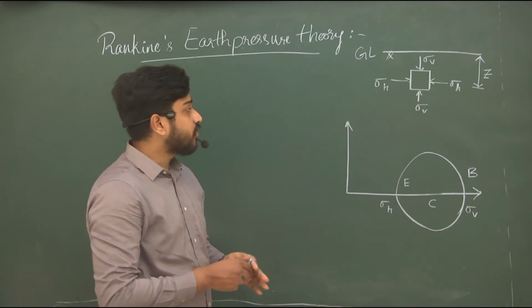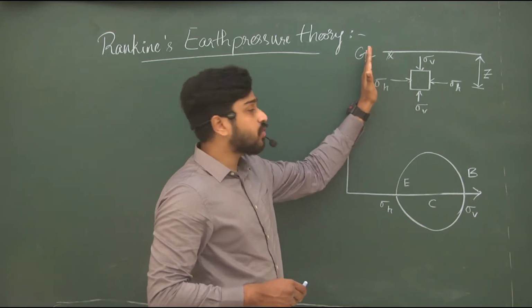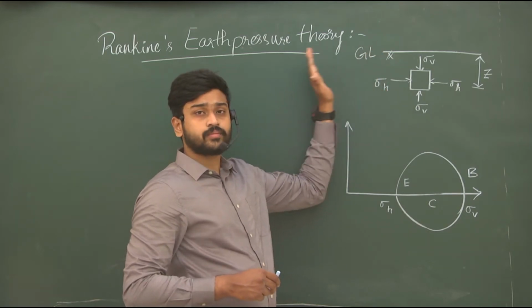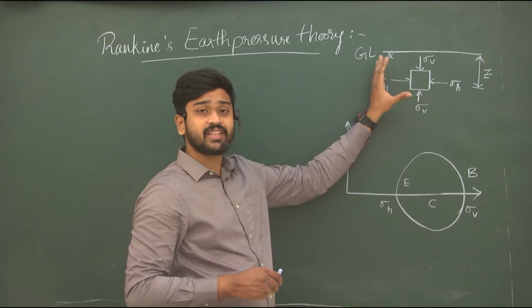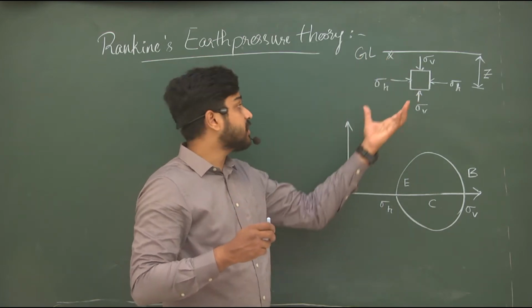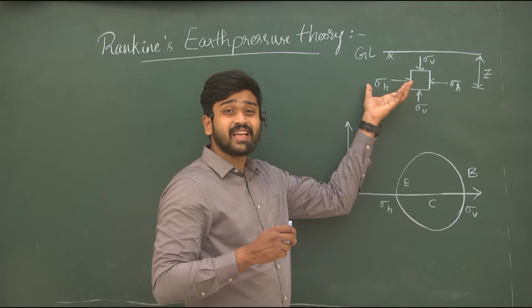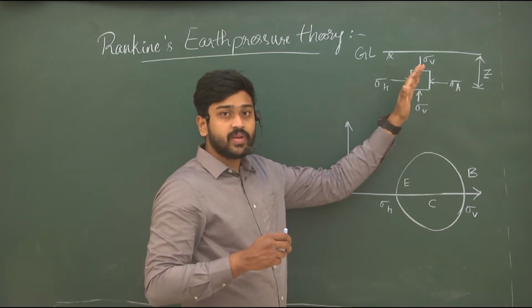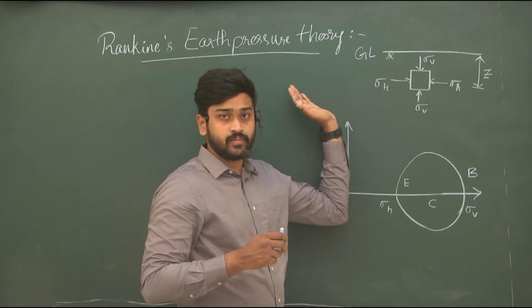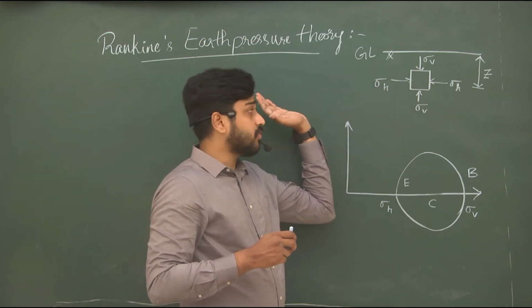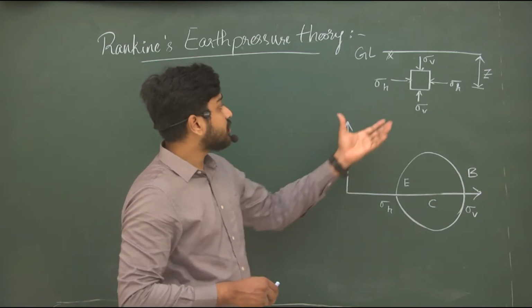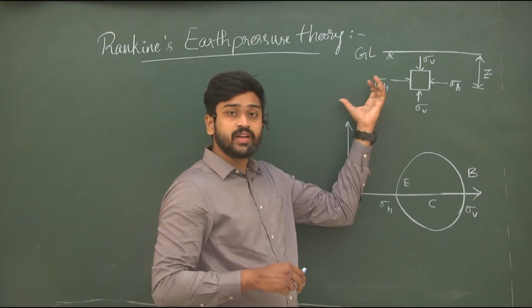Now let us decrease this lateral stress. If you imagine there is a retaining wall here in the soil, and now the retaining wall is moving in this manner, that means the soil is actually getting loosened. The horizontal or lateral stress that is acting, that is sigma h, is now decreasing. So that means active earth pressure state, since the retaining wall is now moving away.